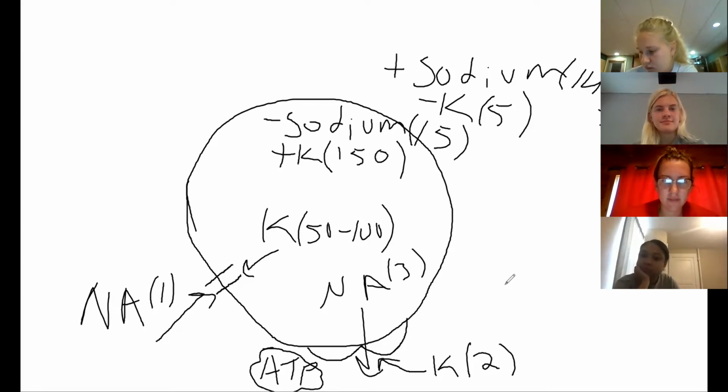Same is true with your active transport gate. I'm spending 3 sodiums, or getting out 3 sodiums, but only bringing in 2 potassiums. So again, that's creating a negative net of 1. It's those two things together which allow us to get this negative 70. So basically I'm creating this negative balance inside, even though I've only moved positive molecules this whole time. Does that make sense?